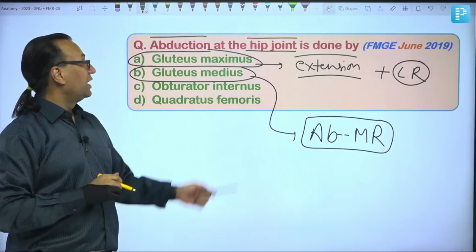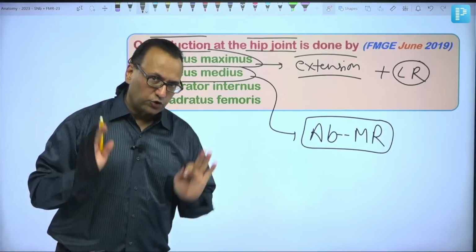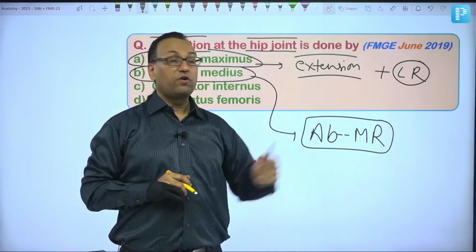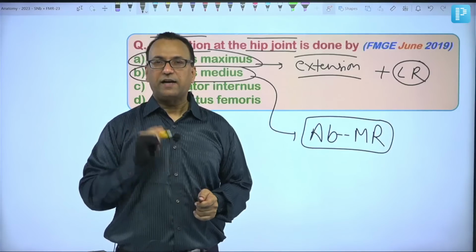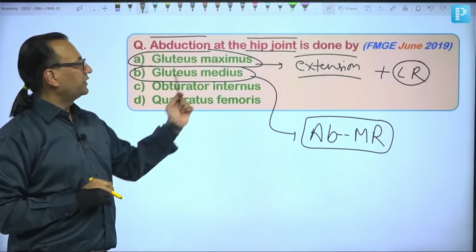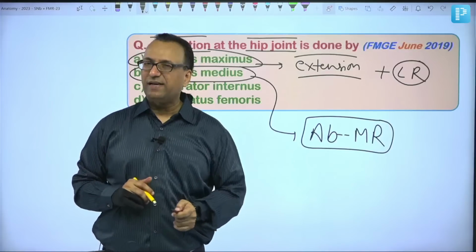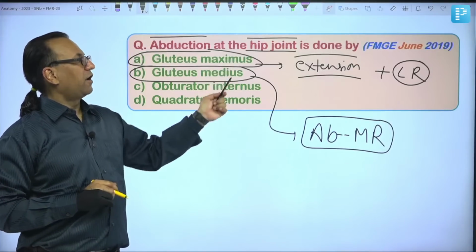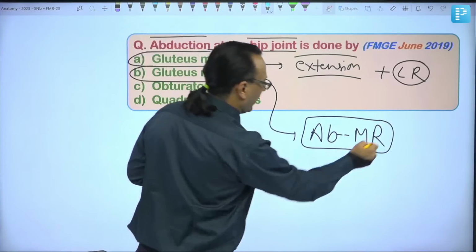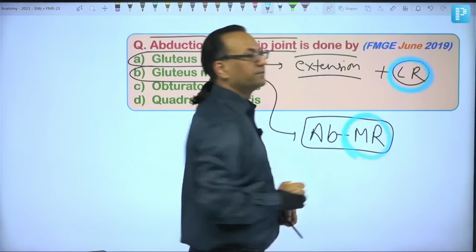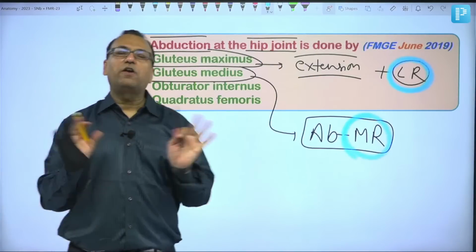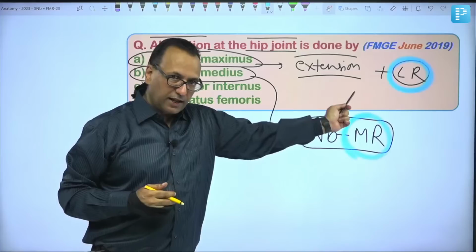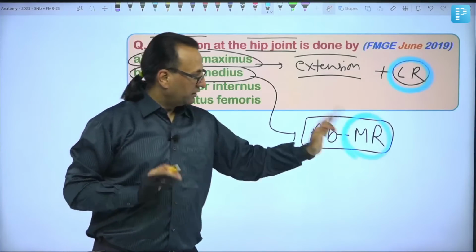I will repeat again. When you say gluteus maximus, the first answer should always be extension at the hip joint, though it is also a lateral rotator, but that is your second answer. Then what is the action of gluteus medius? Gluteus medius is ab-MR, abductor and medial rotator. So, do they antagonize each other? Yes, if you are talking about medial rotation and lateral rotation. Otherwise, that is not their primary action. The primary action of gluteus maximus is extension at the hip joint, and gluteus medius is abduction at the hip joint.